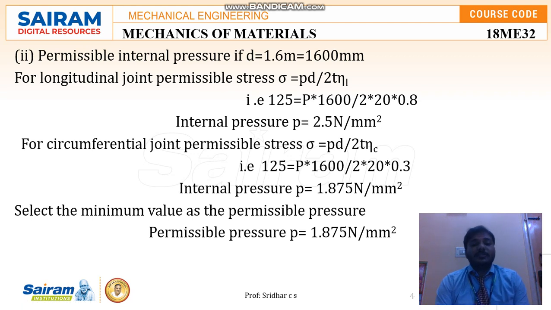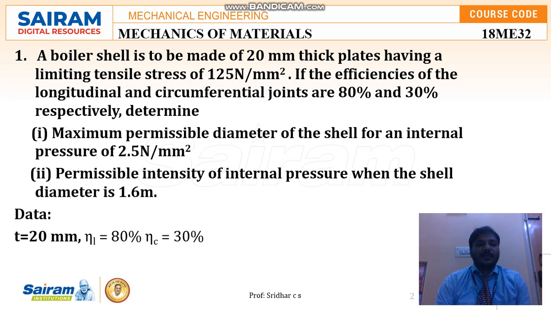Based on this, we select the minimum value. Between the longitudinal joint and the circumferential joint, when we substituted using those equations, the minimum value is 1.875 Newton per mm square. So this will be the suitable pressure for the diameter of 1600 mm for a cylindrical shell. Based on these two conditions, we have identified the solution.